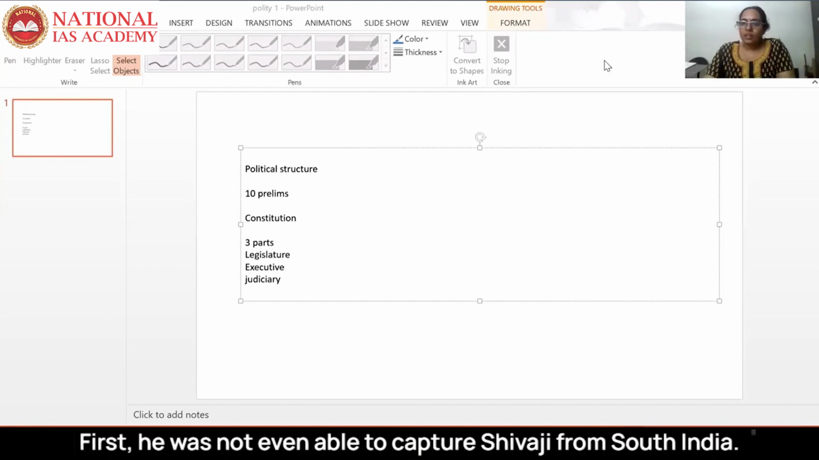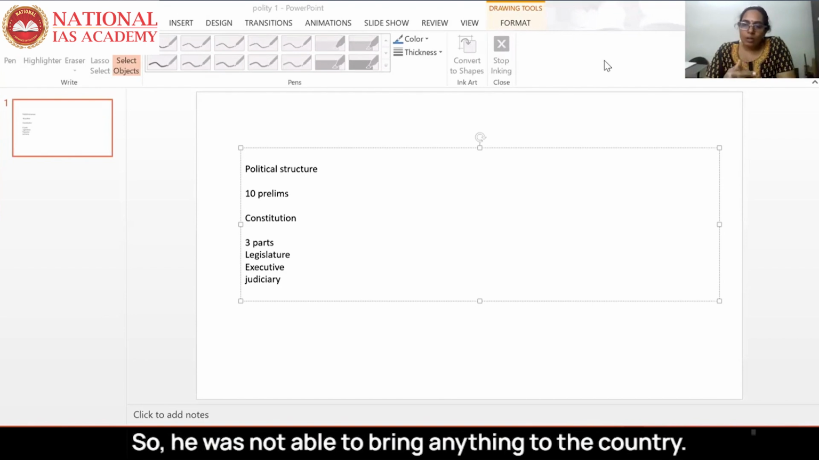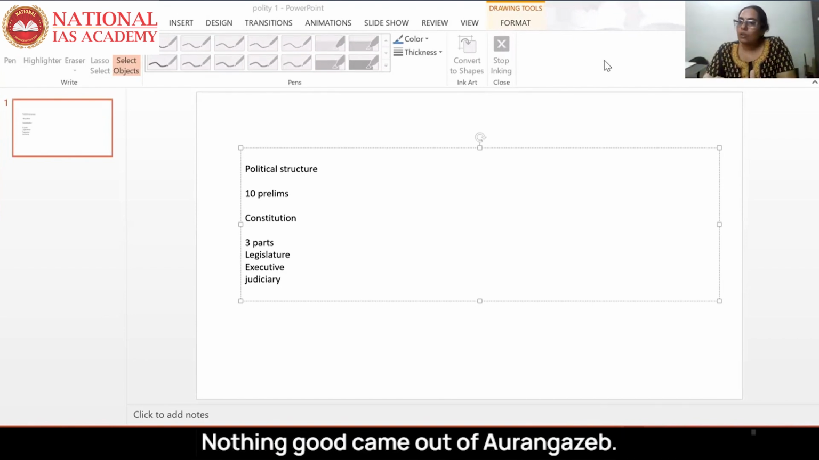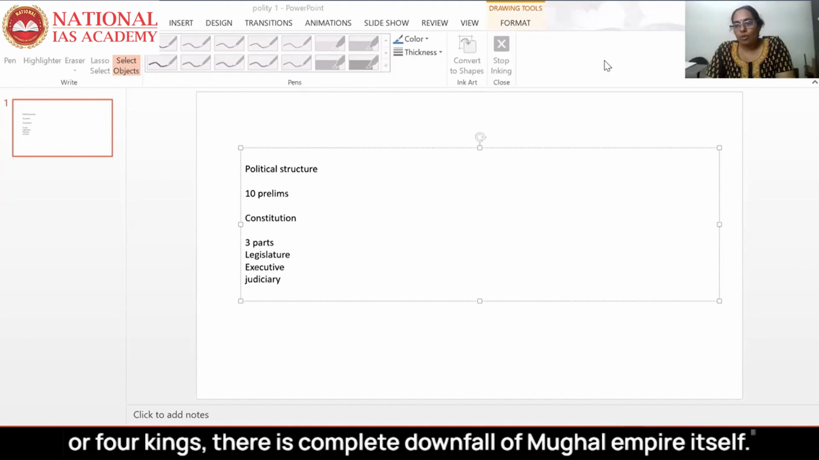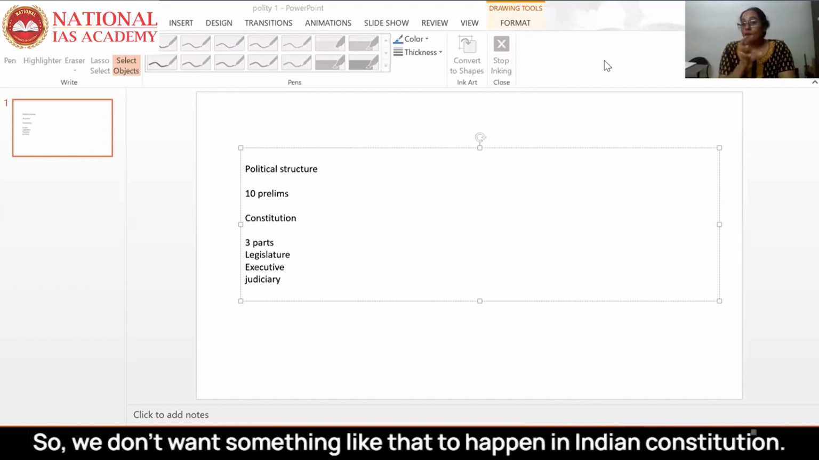He was not even able to capture Shivaji from South India. So he was not able to bring anything to the country. Nothing good came out of Aurangzeb. And after Aurangzeb, in the next 3 or 4 kings, there is complete downfall of the Mughal empire itself. So we don't want something like that to happen in the Indian constitution.